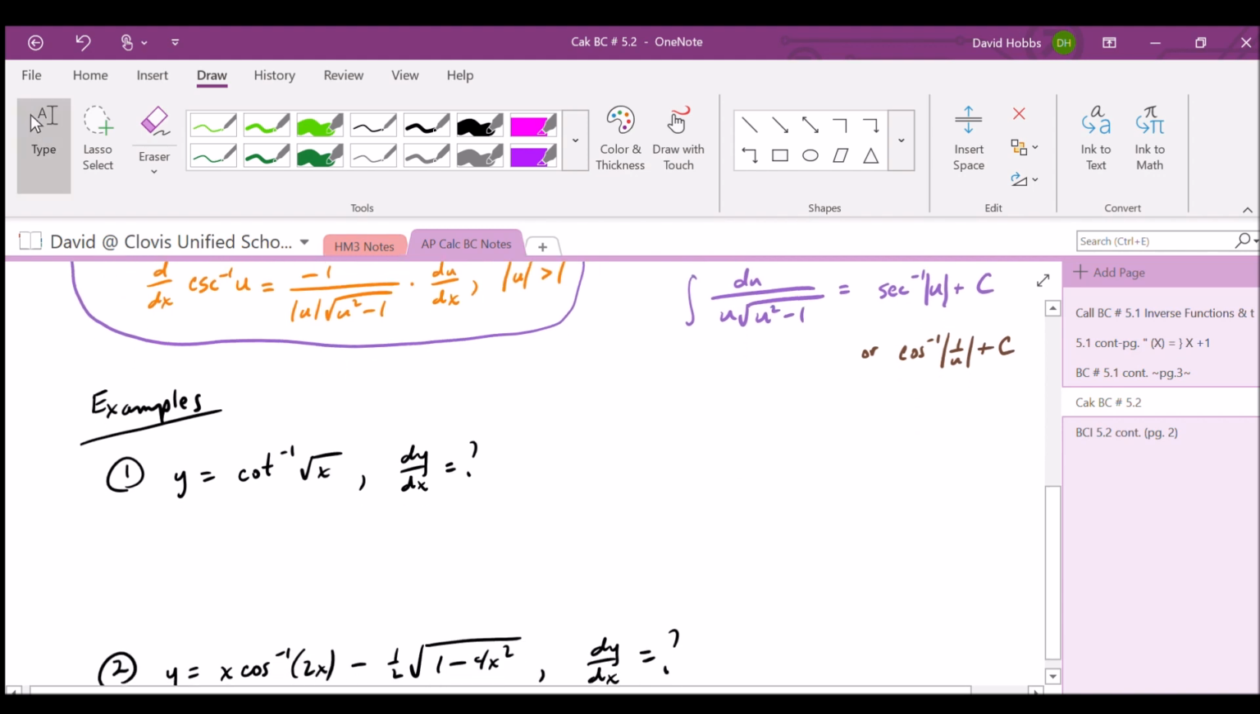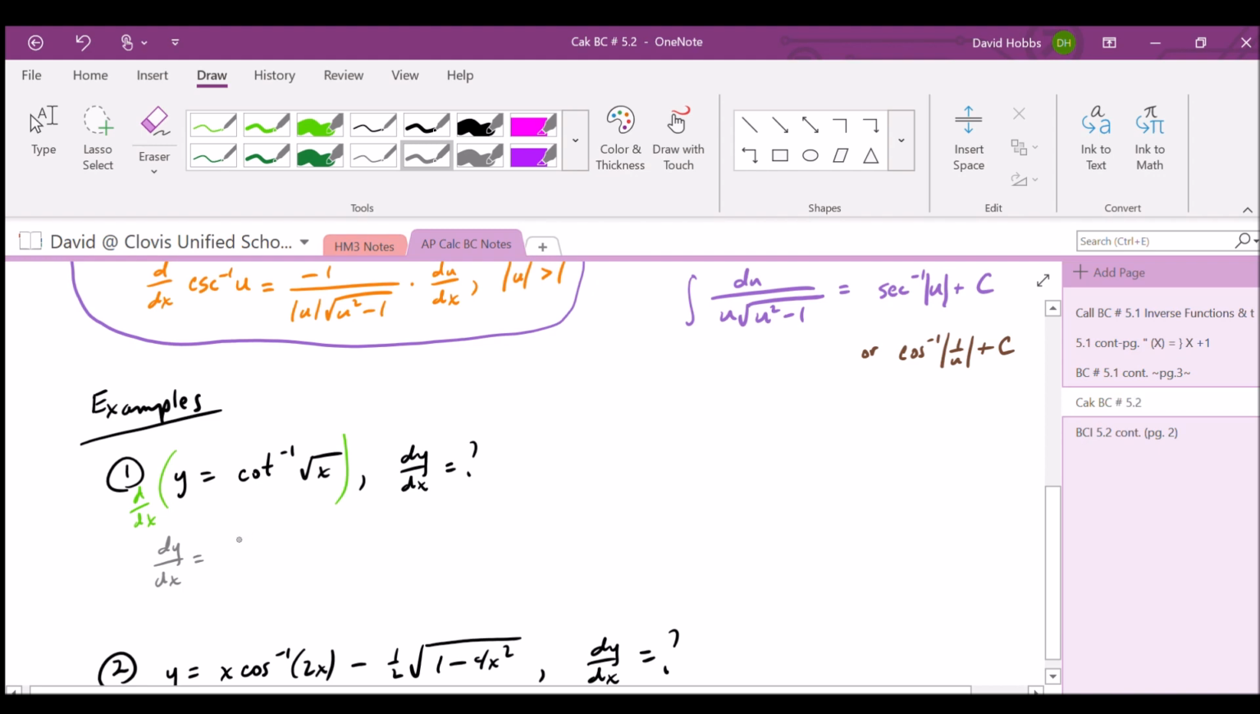Okay, so let's do some examples here. I've got 6 examples. The first 2 are just derivatives. So here's y equals, and I want dy dx. Really all you're doing is taking the derivative of both sides with respect to x. Okay, so we have dy dx. Well, let's see, it starts with a c, so I know it's going to be negative.